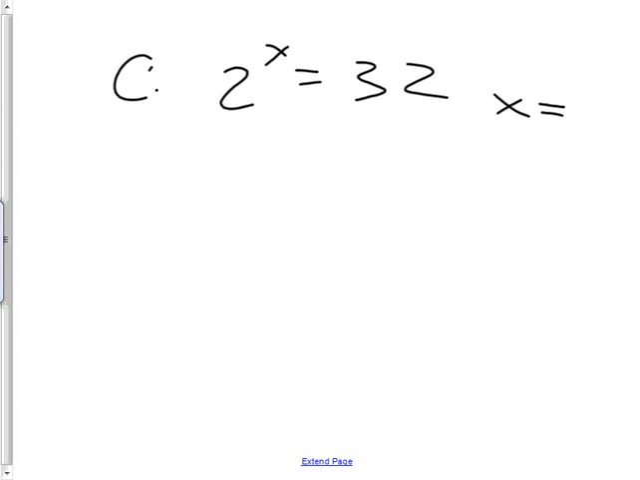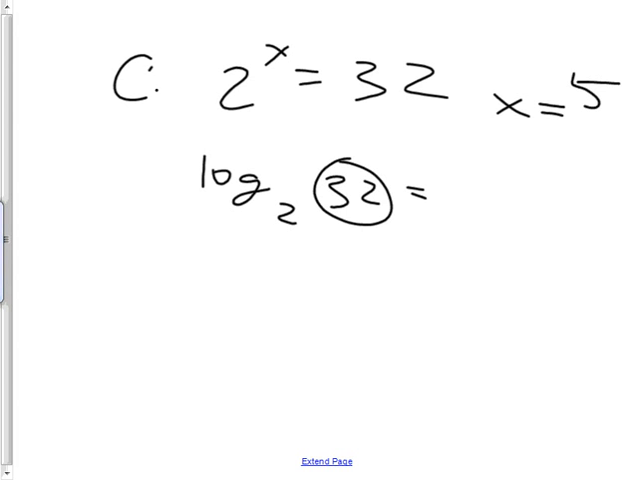Anyway, part C, as in cantaloupe, is 2 to the x equals 32. X is 5, because 2 to the 5th is 32. It's like log base 2 of 32, and then I could have said this was really 2 to the 5th. You're going to do that all the time, where the bases are the same as each other, and as soon as I say that's really 2 to the 5th, then the answer has got to be 5.